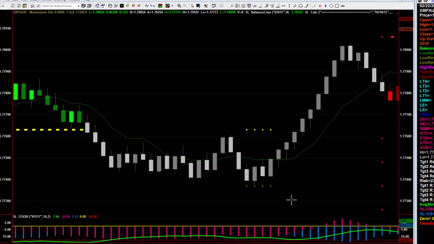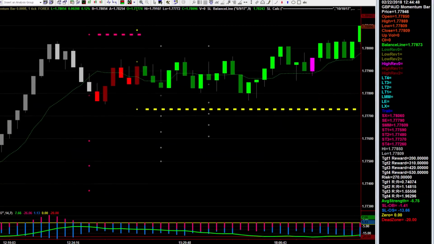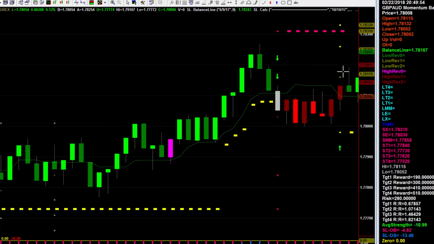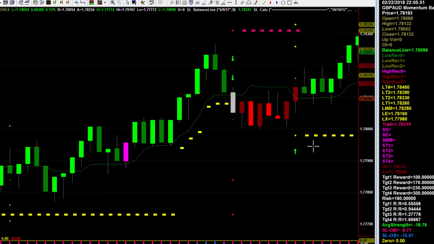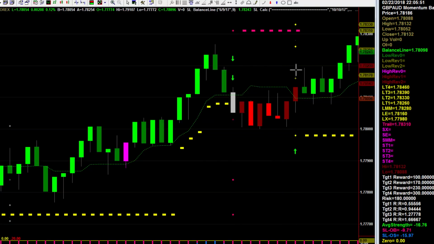So let's go to the next session. So we're looking at the Asian session here, and we get a short right there. This is later in the evening at 20:49. And then we get a stop and reversal. And the stop and reversal comes up and starts hitting targets. So we get short at 78.03, and the stop is up at 78.31, right? But we end up with a stop and reversal at 78.16.